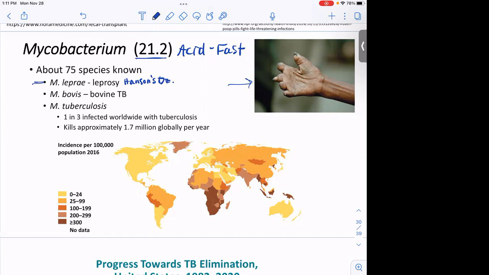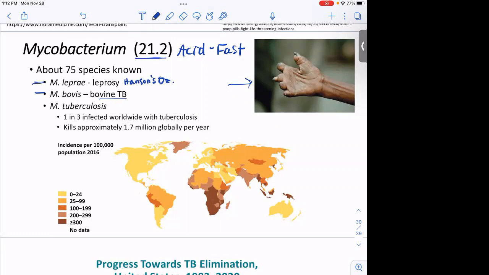And then Mycobacterium bovis causes what we call bovine TB, bovine tuberculosis. That's mostly in cattle, but it can infect any animal with hooves like deer and elk and moose. It's also something that people can contract primarily from drinking unpasteurized cow milk. That used to be really prevalent back before we pasteurized milk. Not at all common today. Again, it's a much milder form than human tuberculosis.